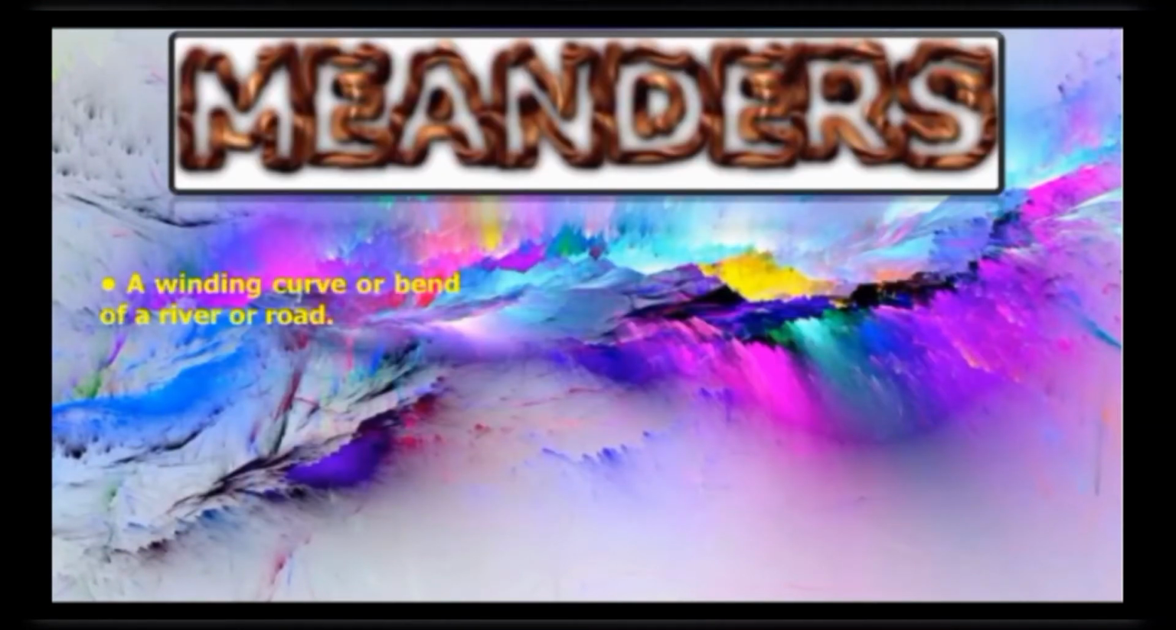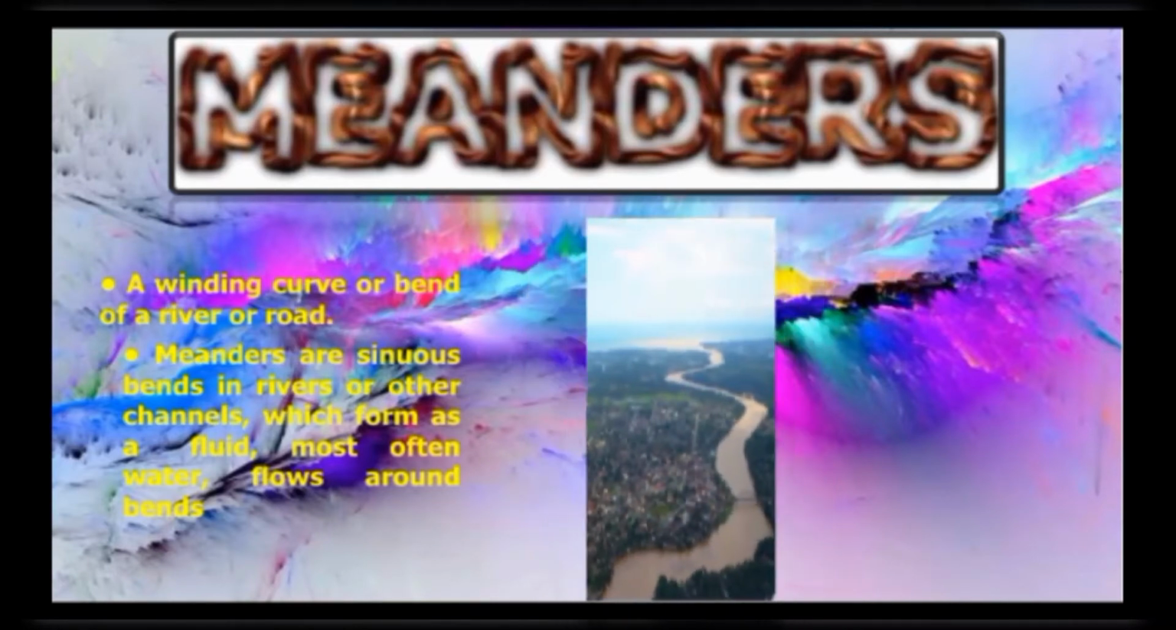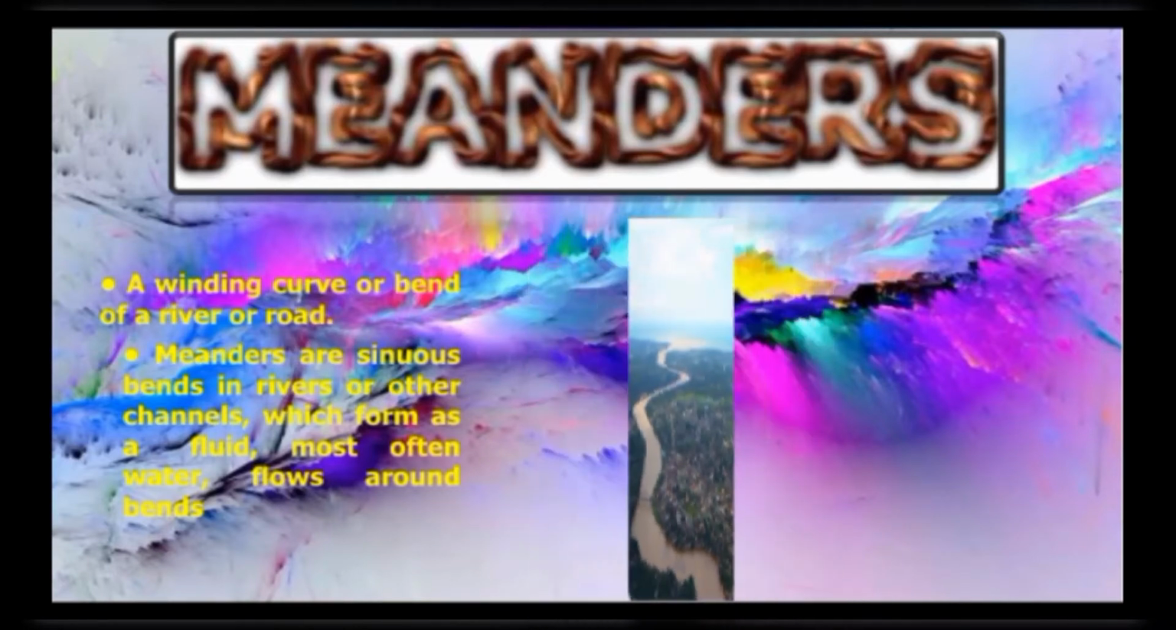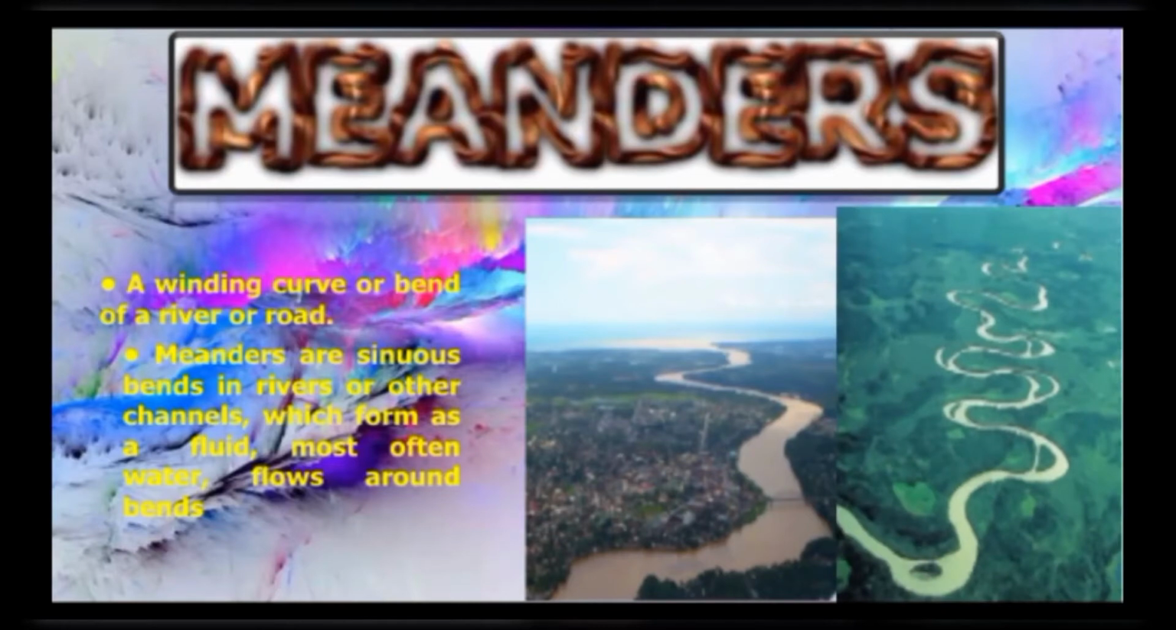Meanders, a winding curve or bend of a river or road. Meanders are sinuous bends in rivers or other channels which form as a fluid, most often water, flows around bends. An example of this is the Agusan River. It's the longest river in the Philippines, and any river in the north.